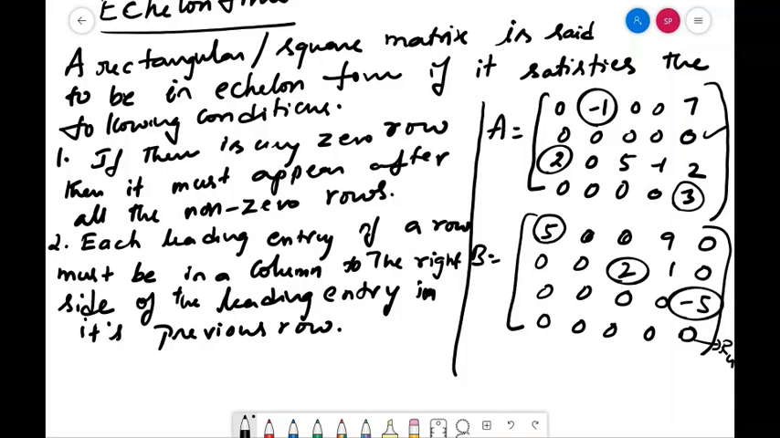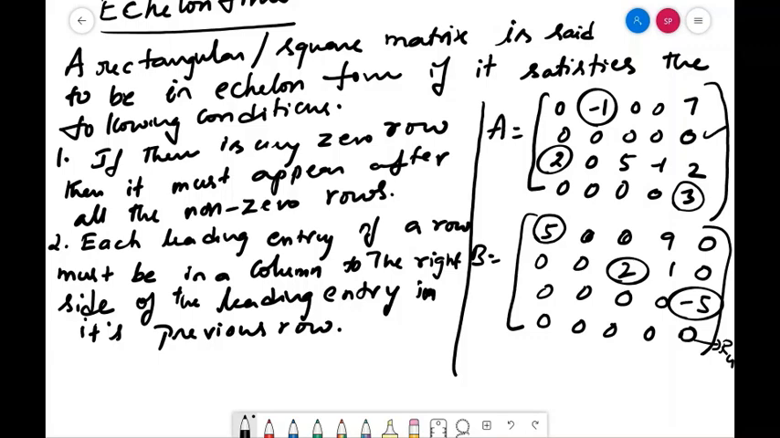Now let us look at point 2, which is given here. Each leading entry of a row. If I take the first row, the leading entry is minus 1, then it must be in a column to the right side of the leading entry in its previous row. For the first row, there is no previous row, so I don't need to check the first row for condition 2. Now the second row has no leading entry. Then let me take row 3. Here the leading entry is 2.